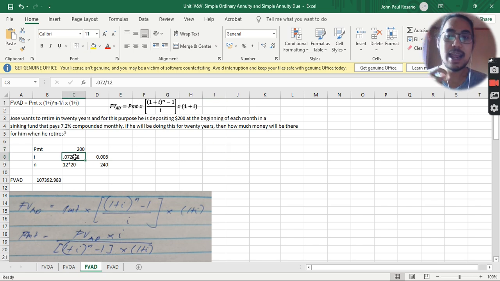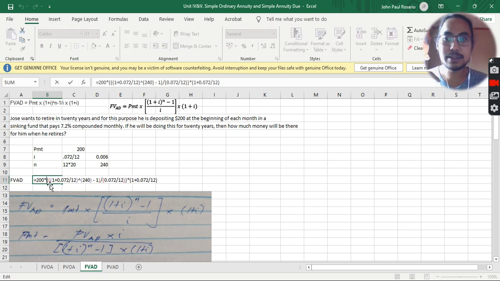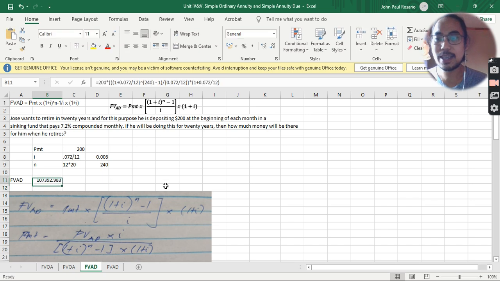i is of course 0.072 over 12, and n is 12 times 20. By replacing our formula with these values, we will be getting 200 times 1 plus i raised to 240 minus 1 over i, times 1 plus i. So that should give us 107,392.98 as our future value of annuity due.